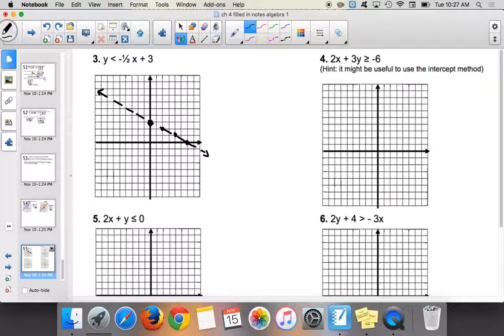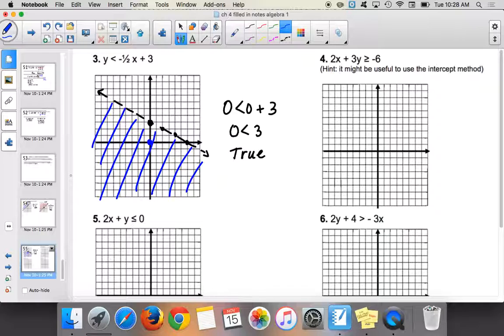And we decide where we're going to shade. So we pick a point, 0, 0. We have 0 is less than 0 plus 3. So 0 is less than 3. That is true. 0 is less than 3. So we shade towards that point that we checked. We shade towards 0, 0, below. All right, so that's our answer.